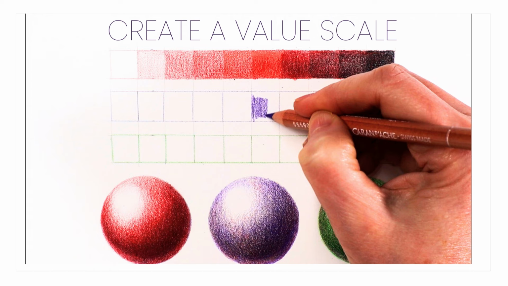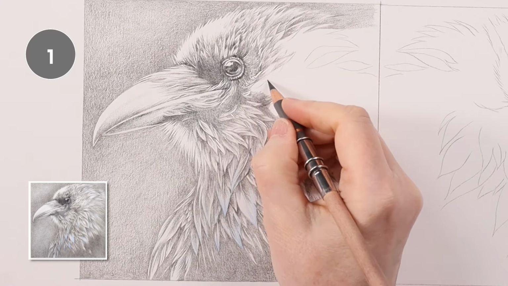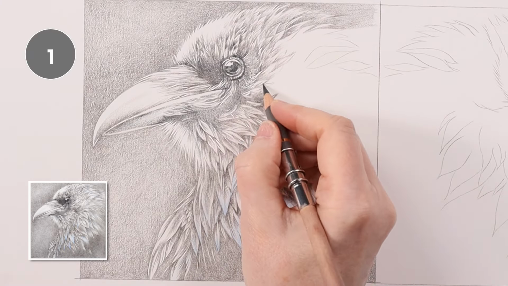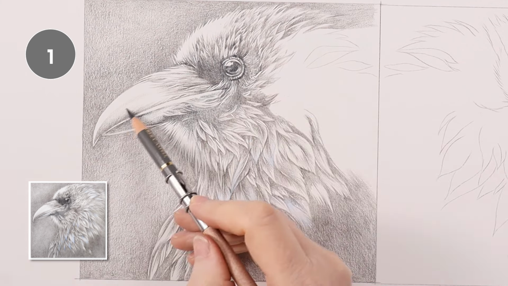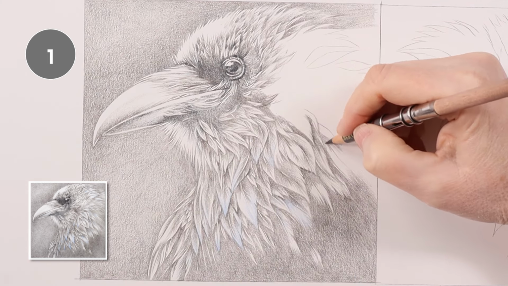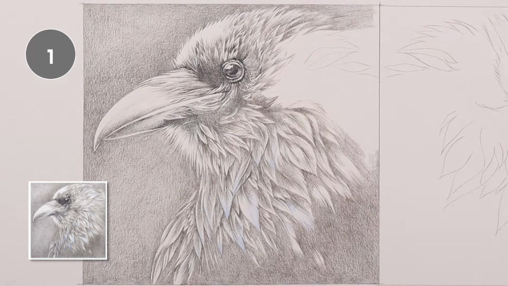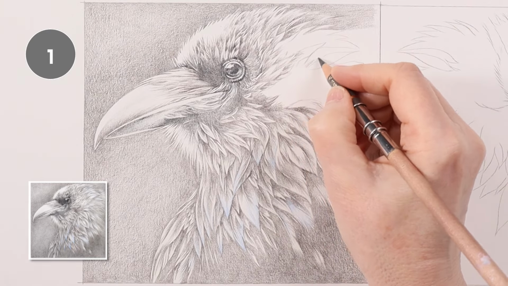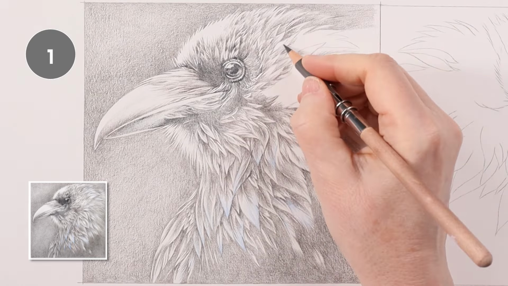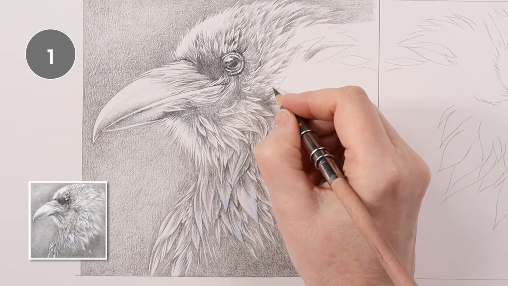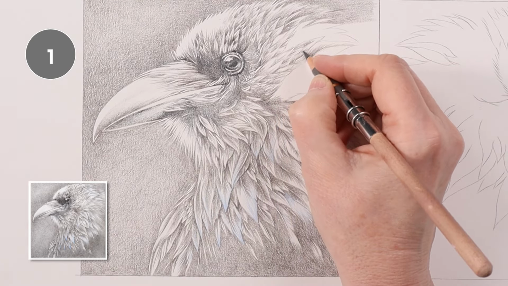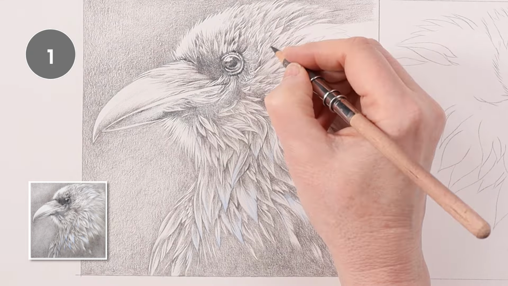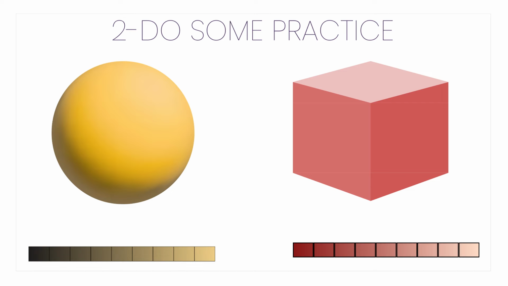By using a value scale, you can accurately depict the lightness or darkness of different areas in your drawing, creating a more realistic and three-dimensional appearance. I always tell my students to try hard to get at least 5 value ranges if you can. Like our low value raven is not even coming close to that. So it gets a big 0 right now for value ranges. Moving to number 2, do some practice. To master the use of values, practice drawing different subjects using a value scale.